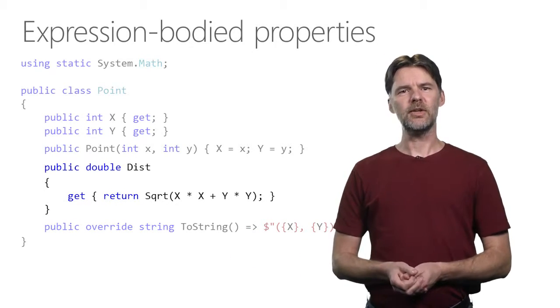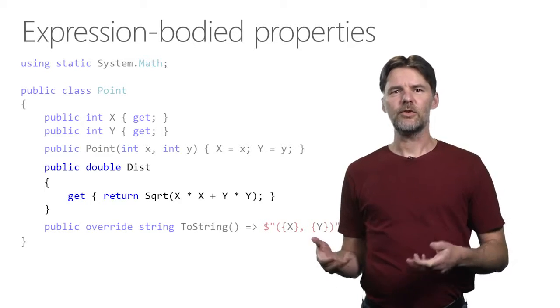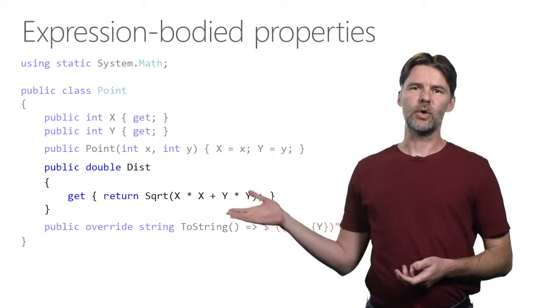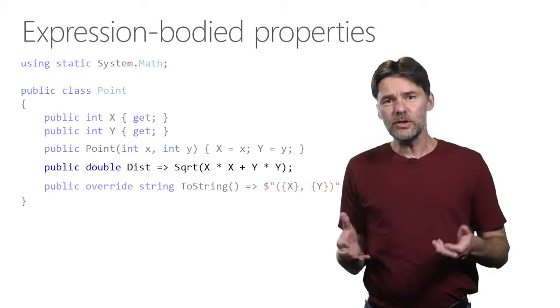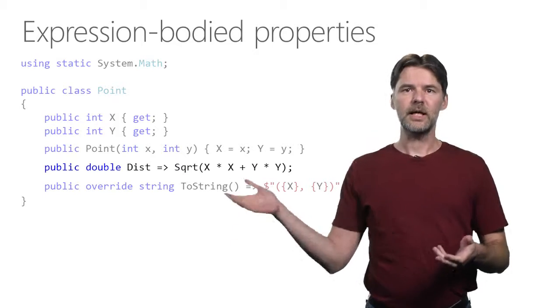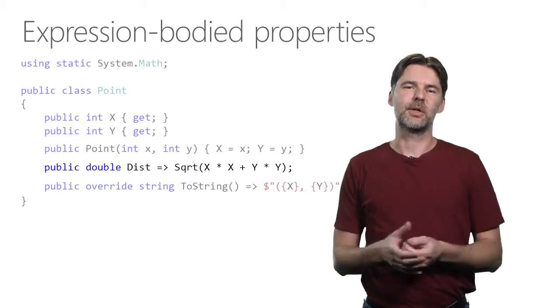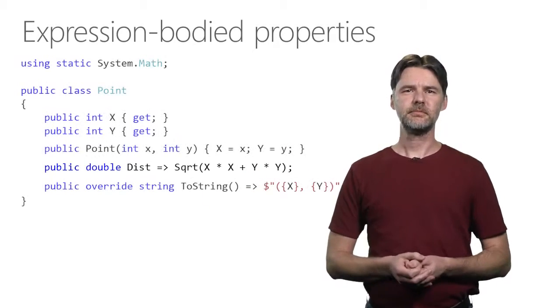For computed properties, it's often like this, a getter with a single return statement. That's even more boilerplate than the method, with 2 levels of curly braces required. Now, you can just write the whole thing like this, a lambda arrow and an expression. There's not even a get keyword. That's implied with the syntax.